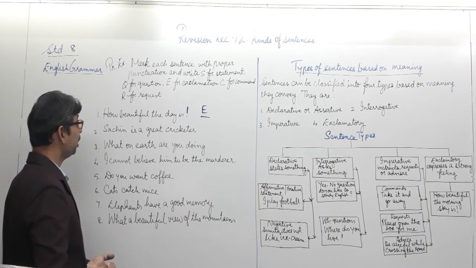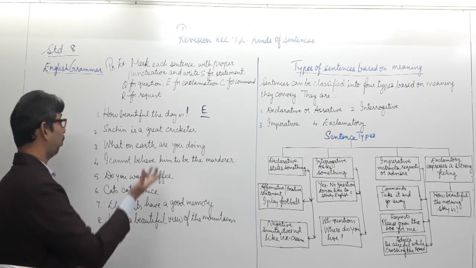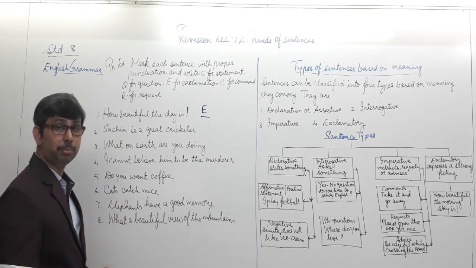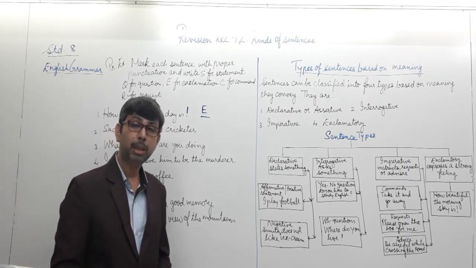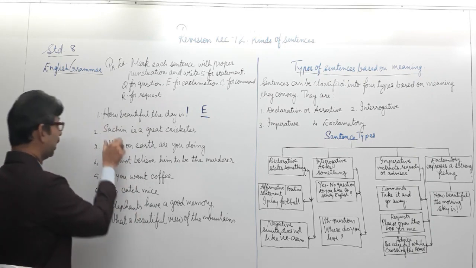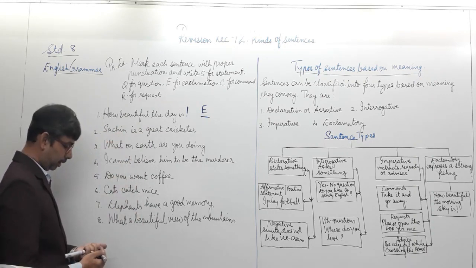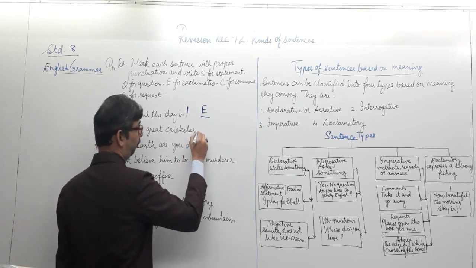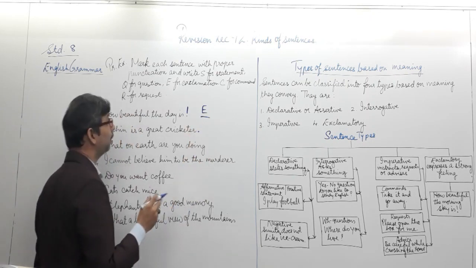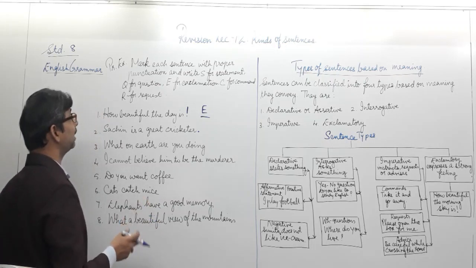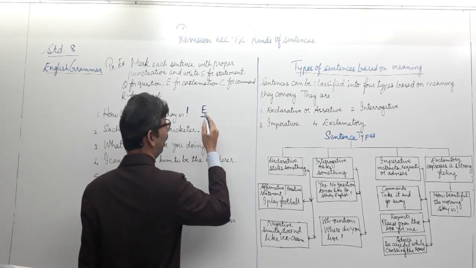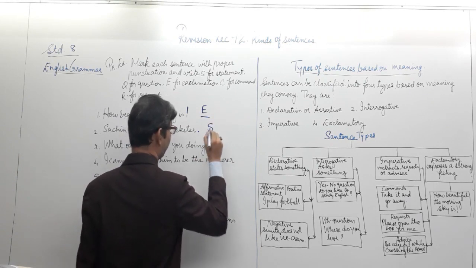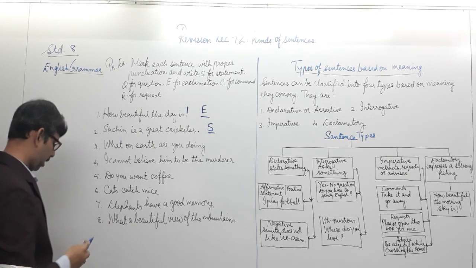The next one, Sachin is a great cricketer. What are we doing over here? We are simply stating something, we are declaring something, we are asserting something, making a statement about someone, that is Sachin. Sachin is a great cricketer. So obviously we will not be applying any other mark except the full stop required over here, and understanding this as a statement. It is a declarative and assertive sentence. So we will write S for statement over here.